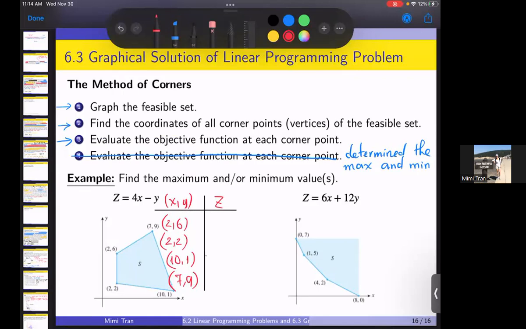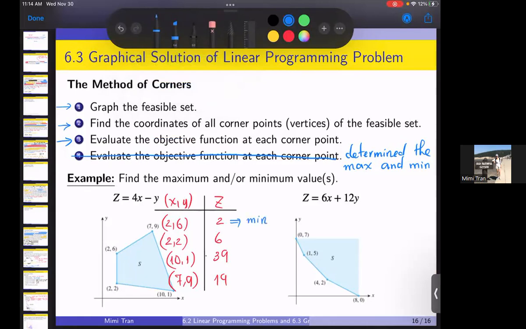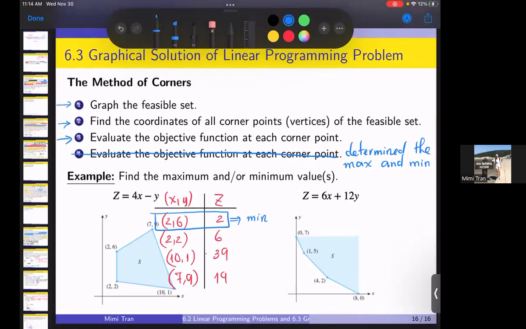4 times 2 is 8, minus 6 is 2. 4 times 2 is 8, minus 2 is 6. 10 times 4 is 40, minus 1 is 39. 7 times 4 is 28, minus 9 is 18. So what is my minimum? Yeah, that is my min. So when x is 2, y is 6, I have a minimum, and my maximum would be this one.